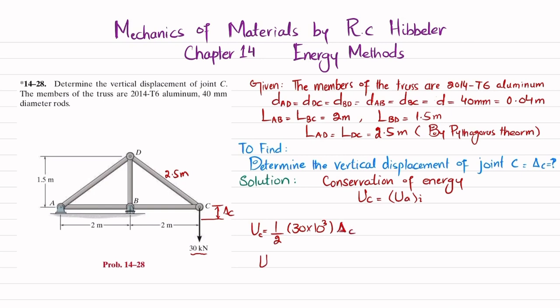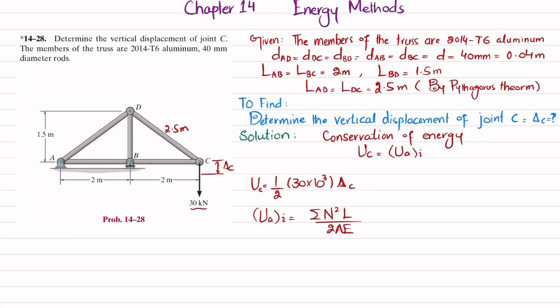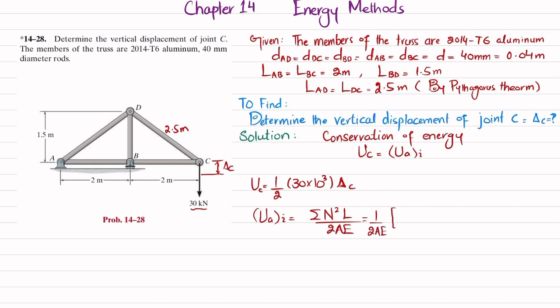And what about U_i? We will find U_i, and we know that U_i is equal to the sum of N squared L divided by 2AE, where N is the axial load in each member. So for every member, we have to write 1 over 2AE. You can see we have 1, 2, 3, 4, 5 members.